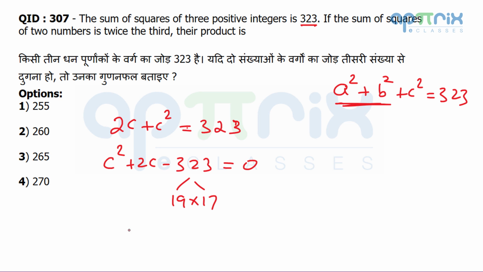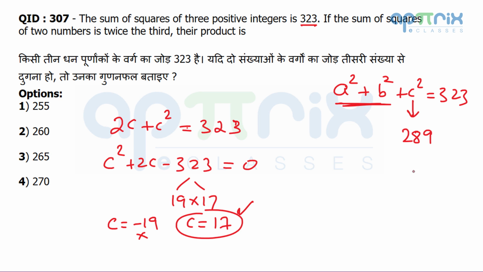And then what? You just factorize, you are going to get C is equal to minus 19 and C is equal to 17. We are talking about positive numbers, right? So this is the root we have to carry. So this C becomes 17 now. This particular number is becoming 17 now. So it will be 289.